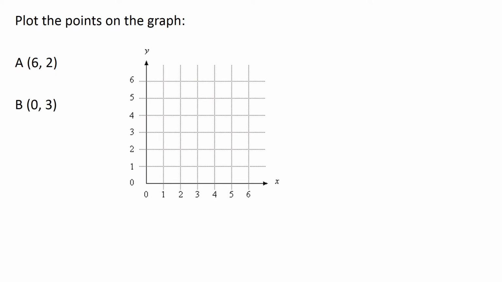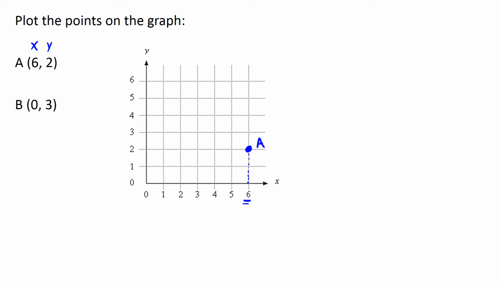So we can also take a point that we're told and put it on a graph. Because we're told x, y pairs, for point A, we go to the spot where x is equal to 6, so there's 6 on the x-axis, and y is equal to 2. So from 6, we go up to the y value of 2, and there's my point A.